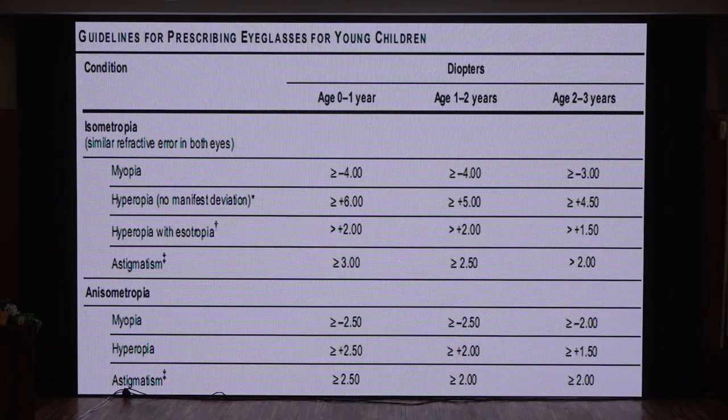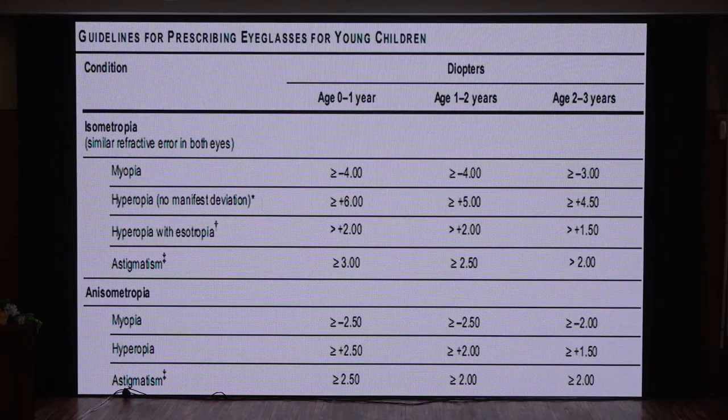In a 1 to 2 year old child, again up till 5 diopters, we can safely ignore, because this much the child is able to accommodate also. And if there is an esotropia, definitely we'll be giving a full prescription.